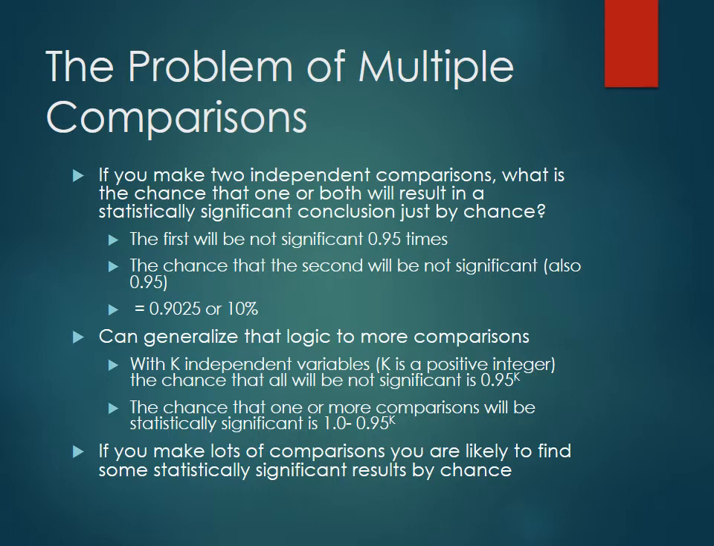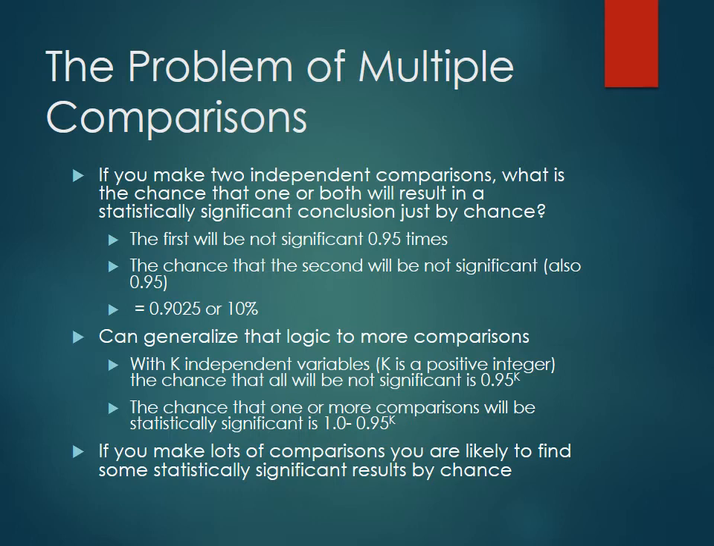So again, we know that the first will not be significant probably about 95% of the time, right? And then if you look at your chances that the second one will not be significant, which is by itself also 0.95, when you combine those two chances together, you get around 10%. So now we've kind of doubled our chances of finding a statistically significant difference when one has really not existed in the first place.